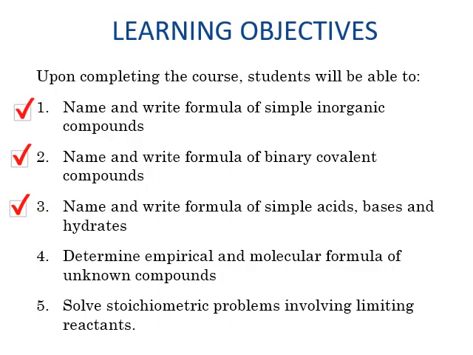So, learning objective: we have learned to name simple ionic compounds, simple binary covalent compounds, simple acids, bases, and hydrates. Next is to determine the empirical formula and stoichiometry problems. We will continue with the next video.